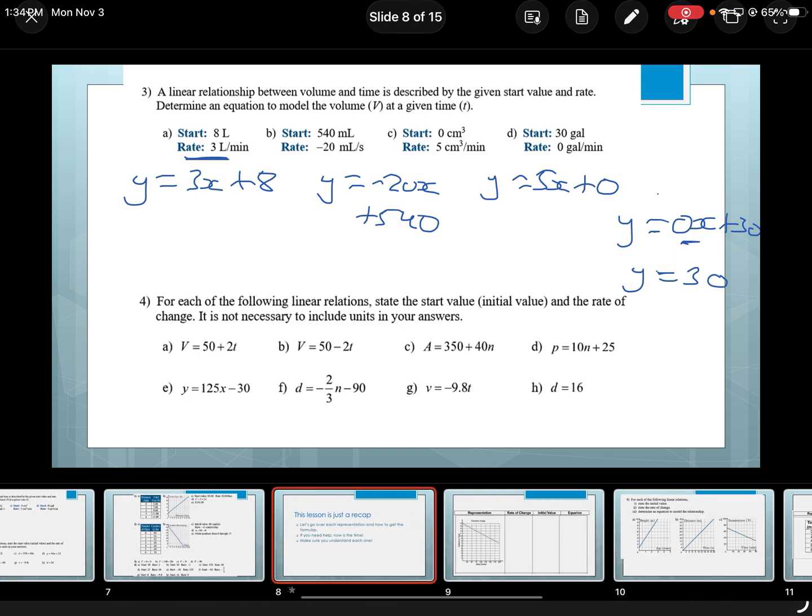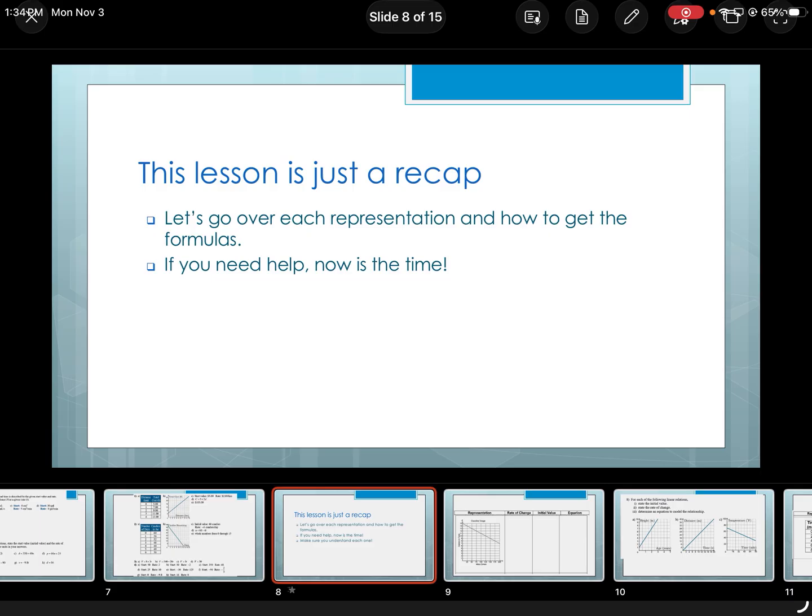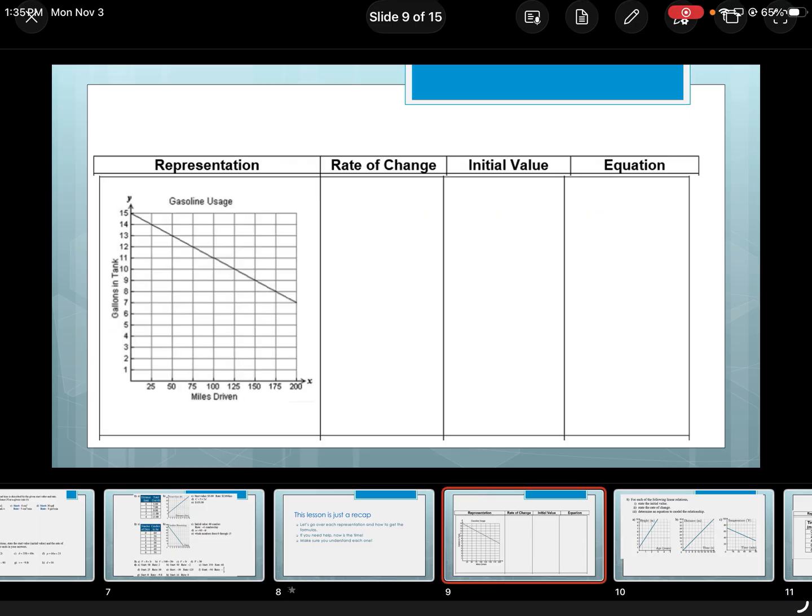But hopefully that's easy. Hopefully that's wonderful. Let's move on. Okay, so as you kind of gathered so far, this lesson is just a recap. We're going to go over every single representation. We're going to see what the formulas look like. And if you need help, this is obviously the lesson I use for teaching, but this is the time to make sure, right? So before this lesson finishes, make sure that you're comfortable with everything here, because we're going to basically use this information a lot. So let's have a look.